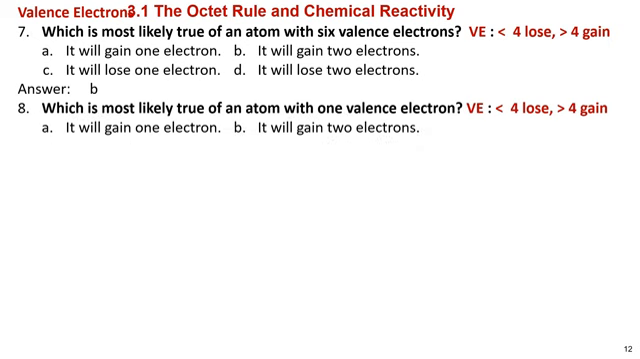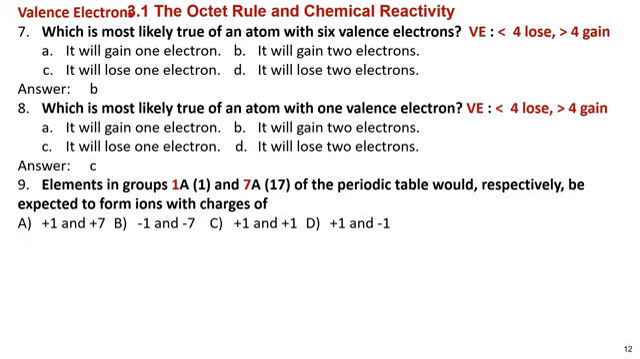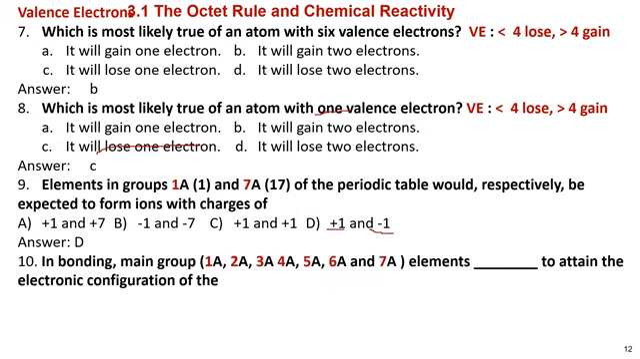Same idea: if there is 1 valence electron, it will lose one electron. C is the correct answer. So for an element in group 1A and 7A of the periodic table, 1A will be positive 1, and 7A would be negative 1. So the correct answer is E.